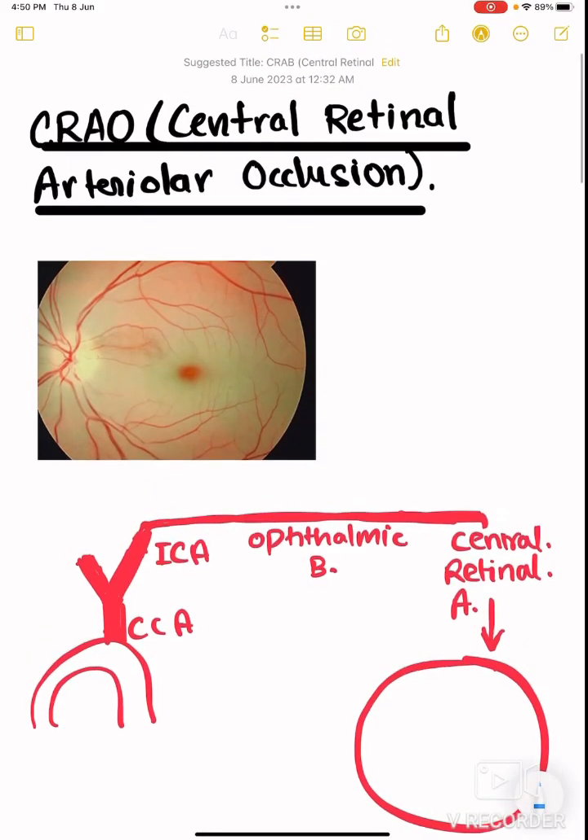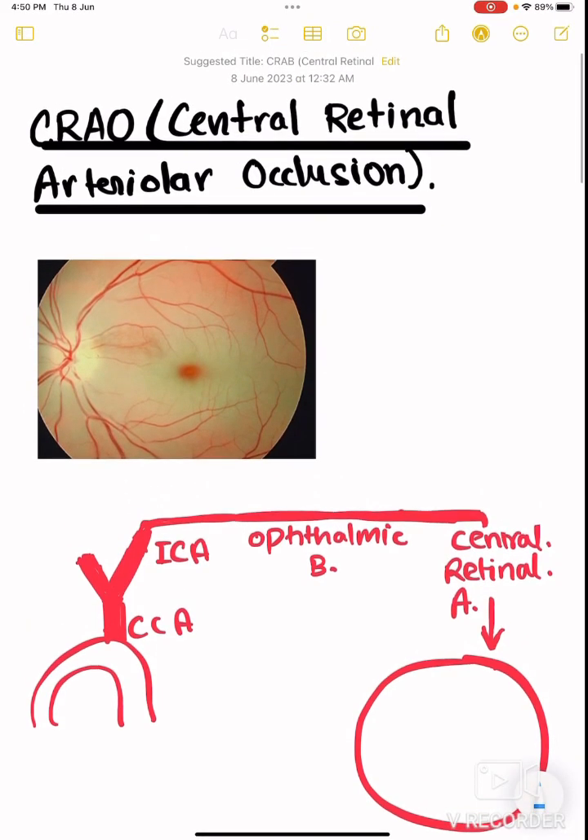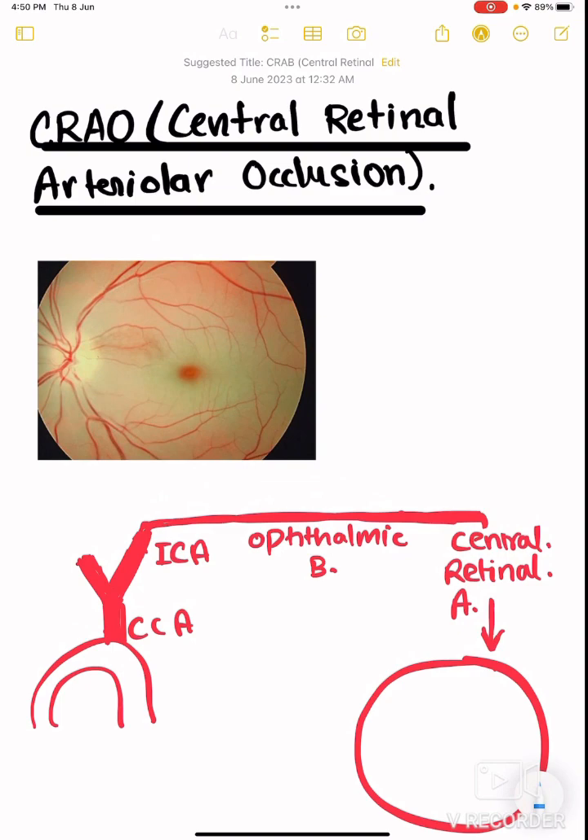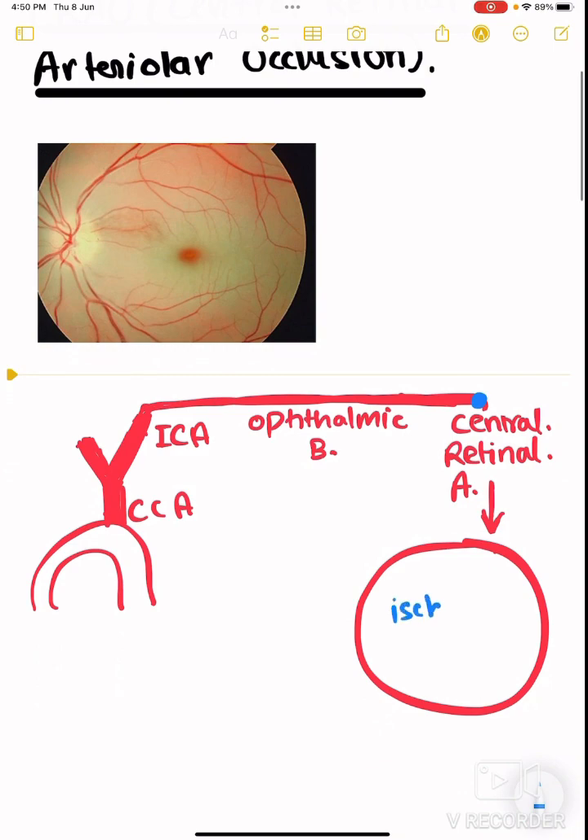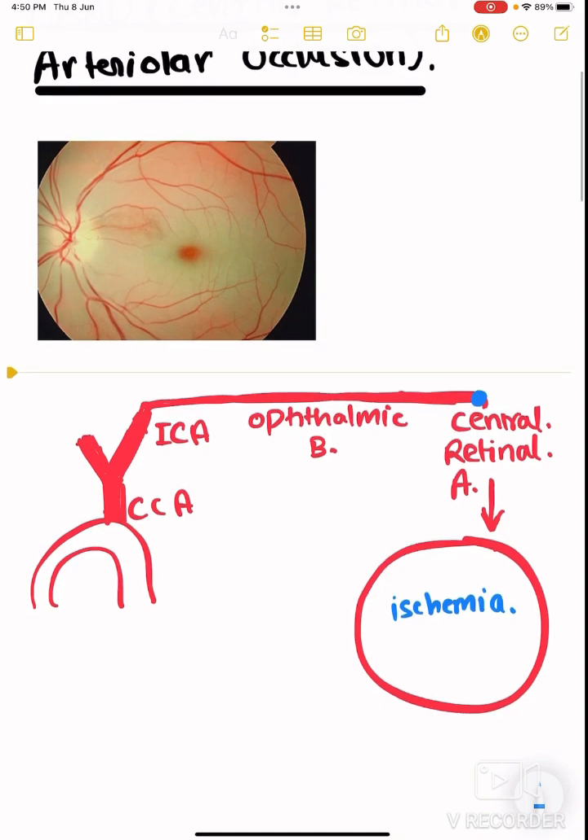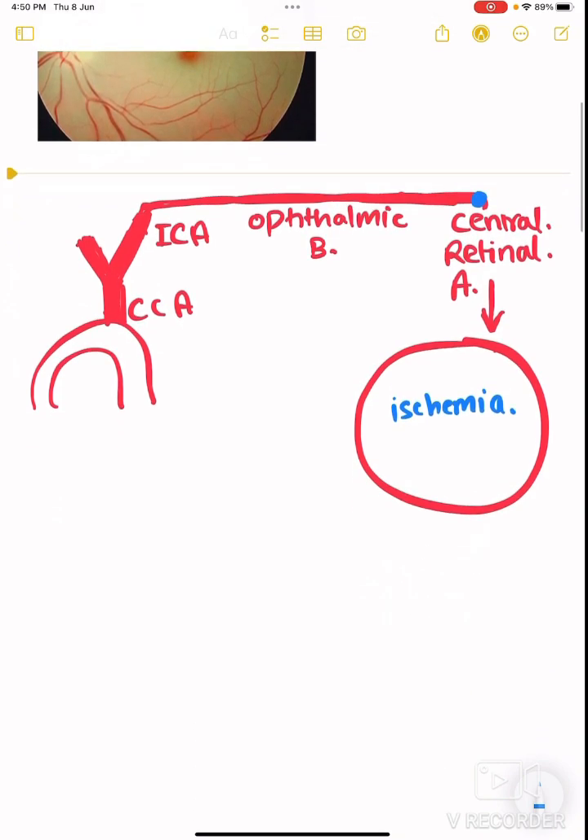Hello guys, so today's topic is central retinal arterial occlusion. So what is central retinal artery occlusion? If there is an occlusion in the central retinal artery, then it will lead to ischemia in the retina. This is known as central retinal artery occlusion.